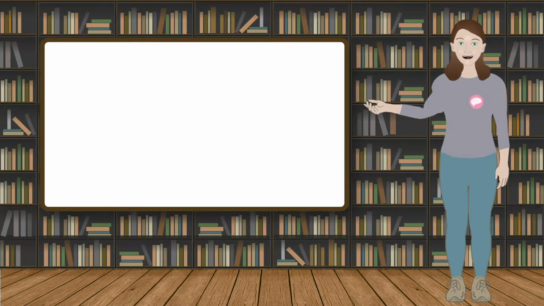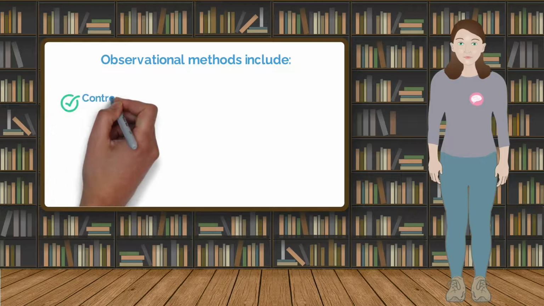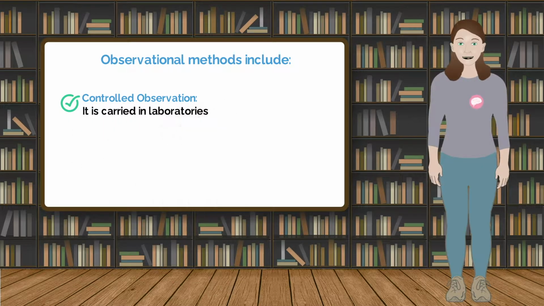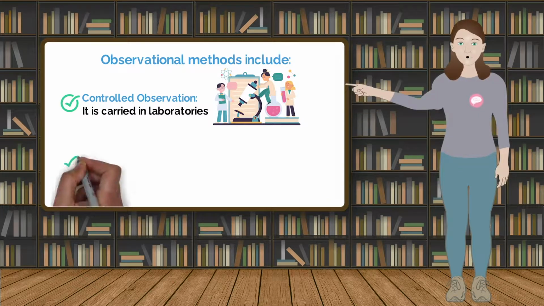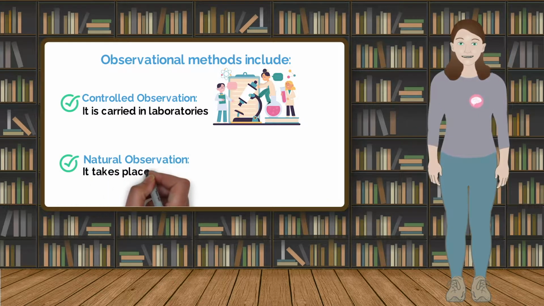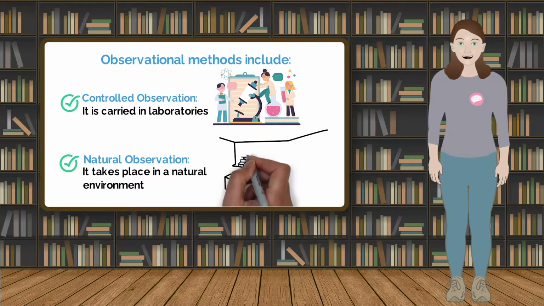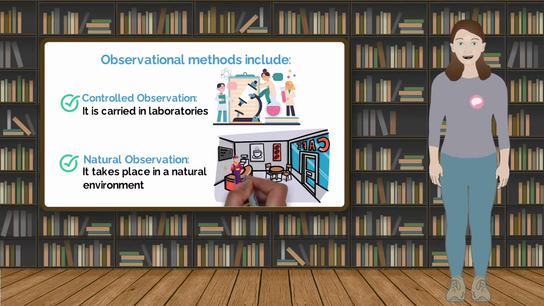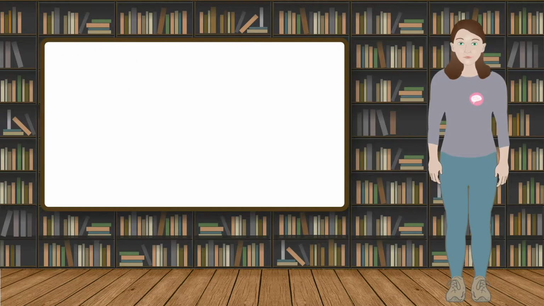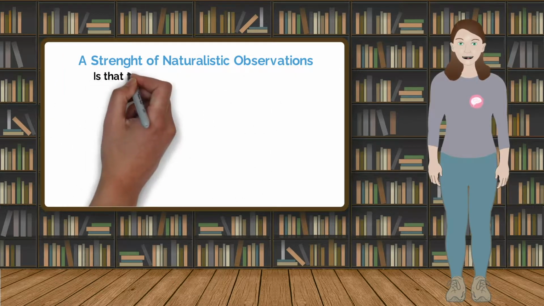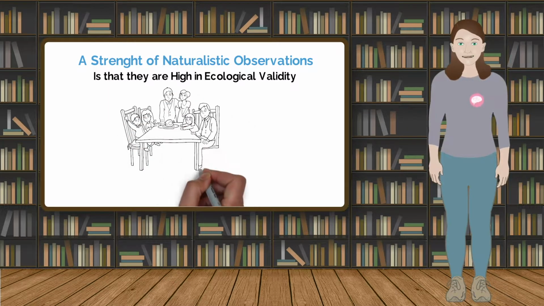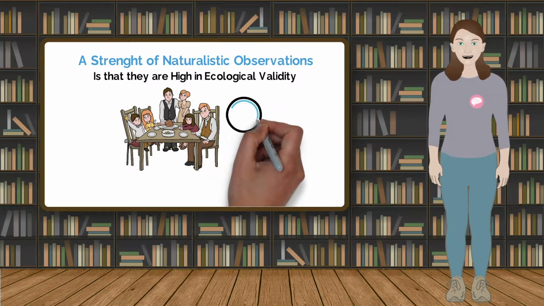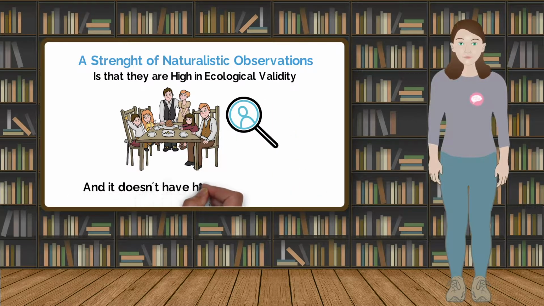Observational methods include the following. Controlled observation. This takes place in a controlled environment, such as a laboratory. Participants might be given a particular task to do. Naturalistic observation. This takes place in a natural environment, i.e., a situation which is natural for the behaviour the researcher is interested in. A strength of naturalistic observations is that they are high in ecological validity, because the participants are in their own natural environment and so won't respond to demand characteristics or social desirability bias due to high levels of control, as naturalistic observations aren't highly controlled.